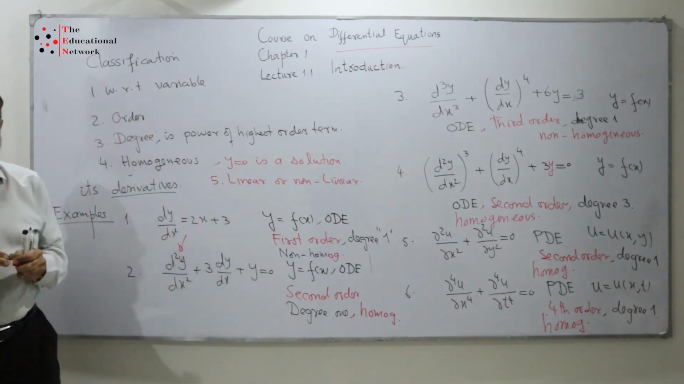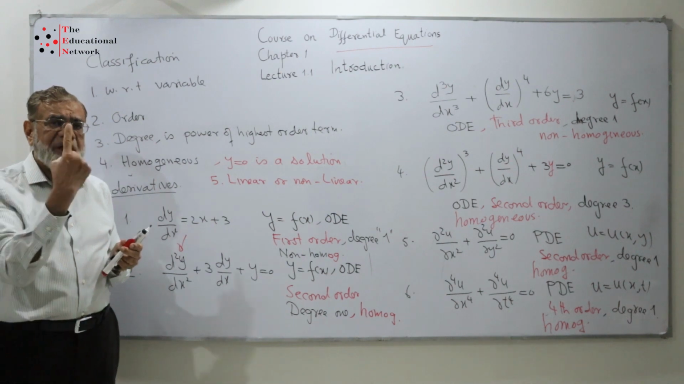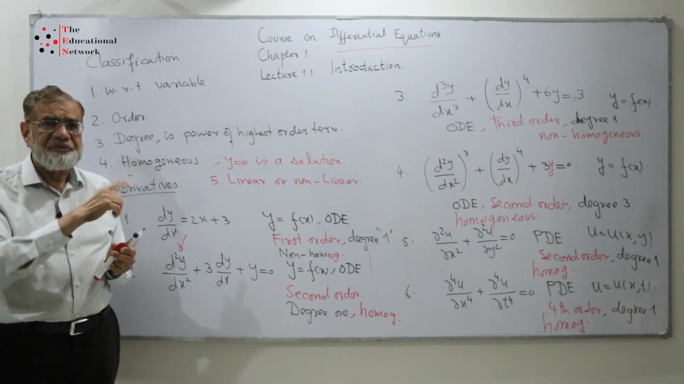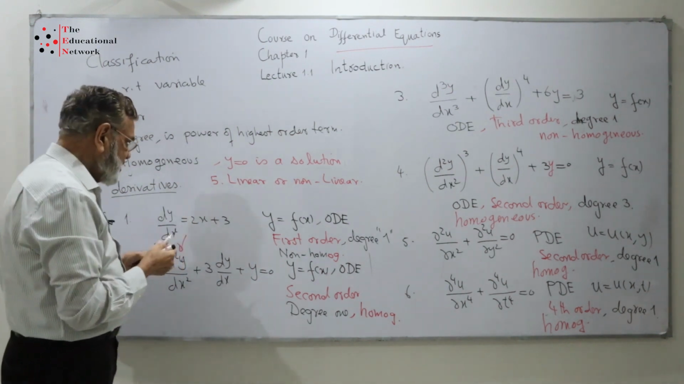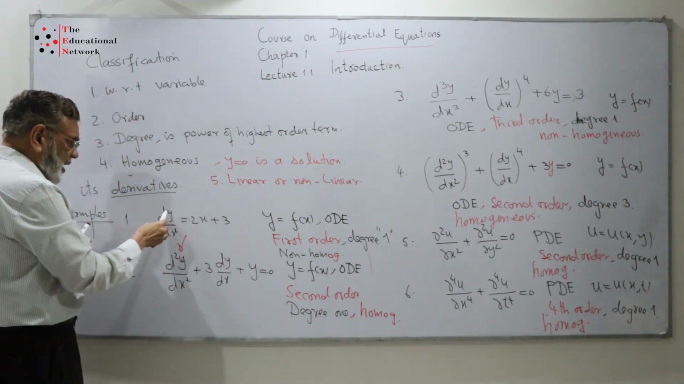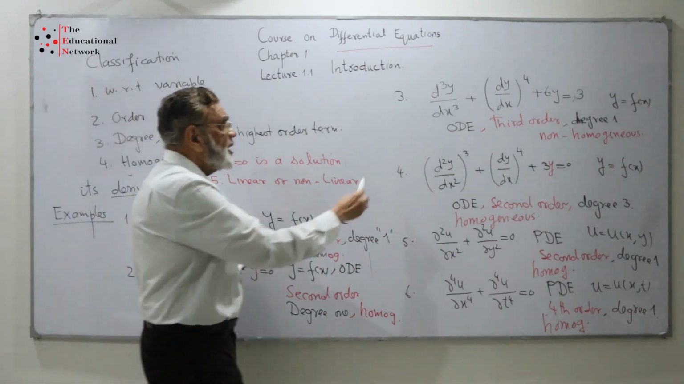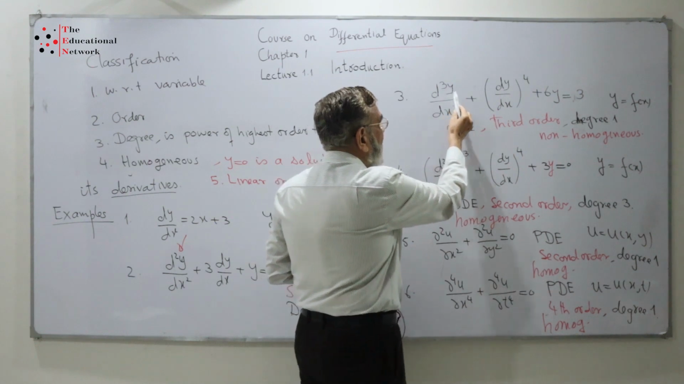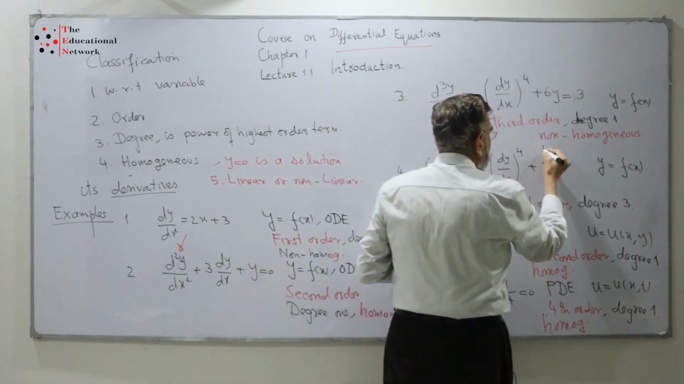This depends on the degree of the dependent variable. If the degree of the dependent variable is 1, it is linear. If different from 1, it's non-linear. Now we look at this one. Here the degree of y is 1, so it is linear. Here we can see the degree of y is not 1 because you have power 4. We say this is non-linear.